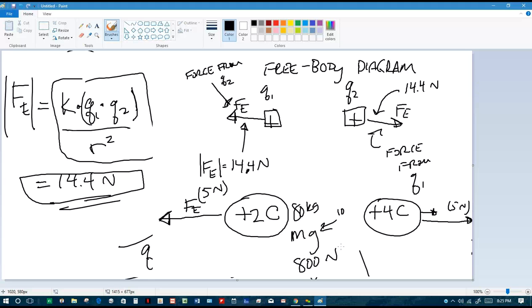Two objects in the universe will always pull on each other with equal forces, but in opposite directions. I'm being pulled which way? Down. I'm pulling the Earth which way? Up. It pulls me down with 800 newtons, my weight. I'm pulling the Earth up with 800 newtons. That's an important idea. It's a big idea.